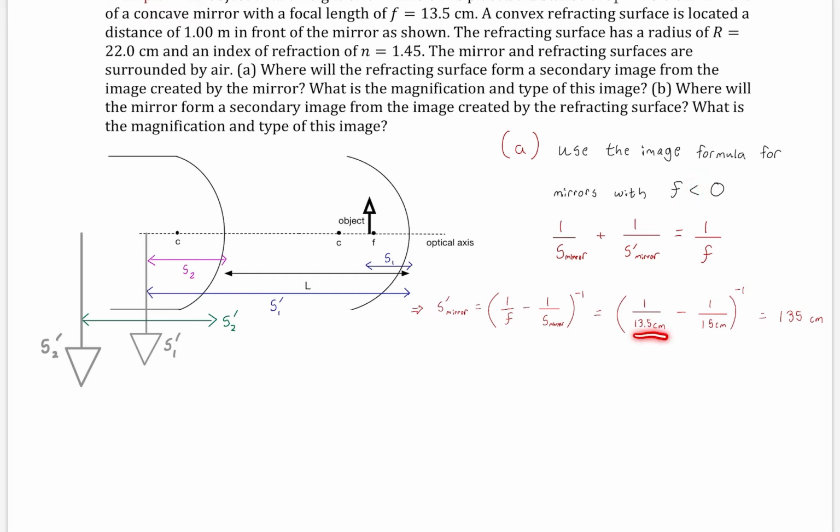See, it's positive 13.5. There's our object distance, and so there is our image distance. That's S prime mirror, which is S1 prime. These are the same thing, they're equal to each other. And it's rather large. It's greater than L, which is 1 meter, which means that the image, that real inverted image, forms beyond the refracting surface, S1 prime.